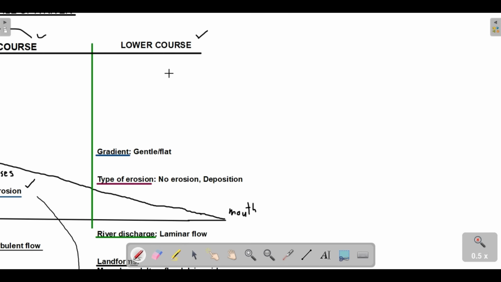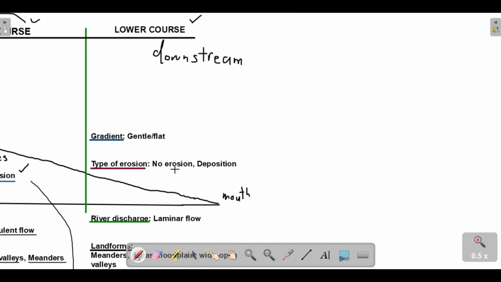Now, the lower course will be found, of course, downstream, where the gradient is flat or gentle. Okay, so now here you can imagine water will flow slower. Okay, so there's going to be a lower velocity or lower speed. And what did we say? When water slows down, it tends to dump material. Okay, and so that's why here you do not see any erosion, you see deposition.